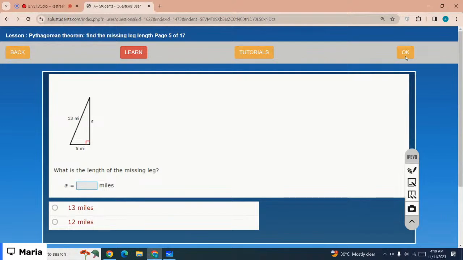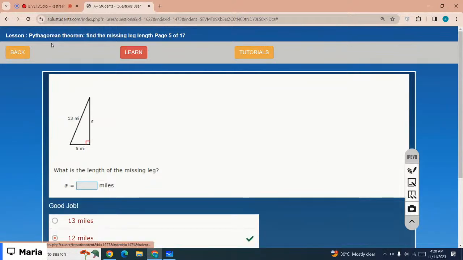Okay, the next one is, find the length of the missing leg. So which is the correct option? Yes, very good. The correct option is 12, right? Okay, you can complete the lesson by yourself later today. Let me just move on to the next lesson.